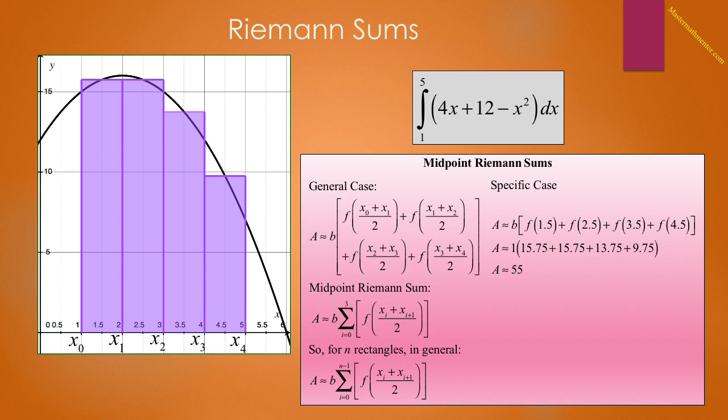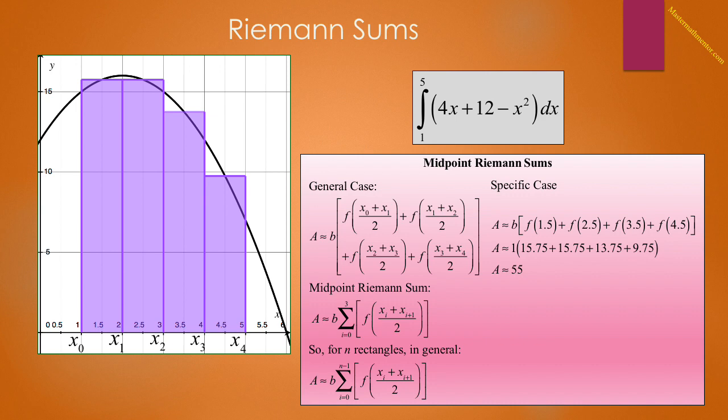So our first one will be halfway between x0 and x1, which is x0 plus x1 over 2. So our area will be base times f of x0 plus x1 over 2 plus f of x1 plus x2 over 2 plus f of x2 plus x3 over 2 plus f of x3 plus x4 over 2.